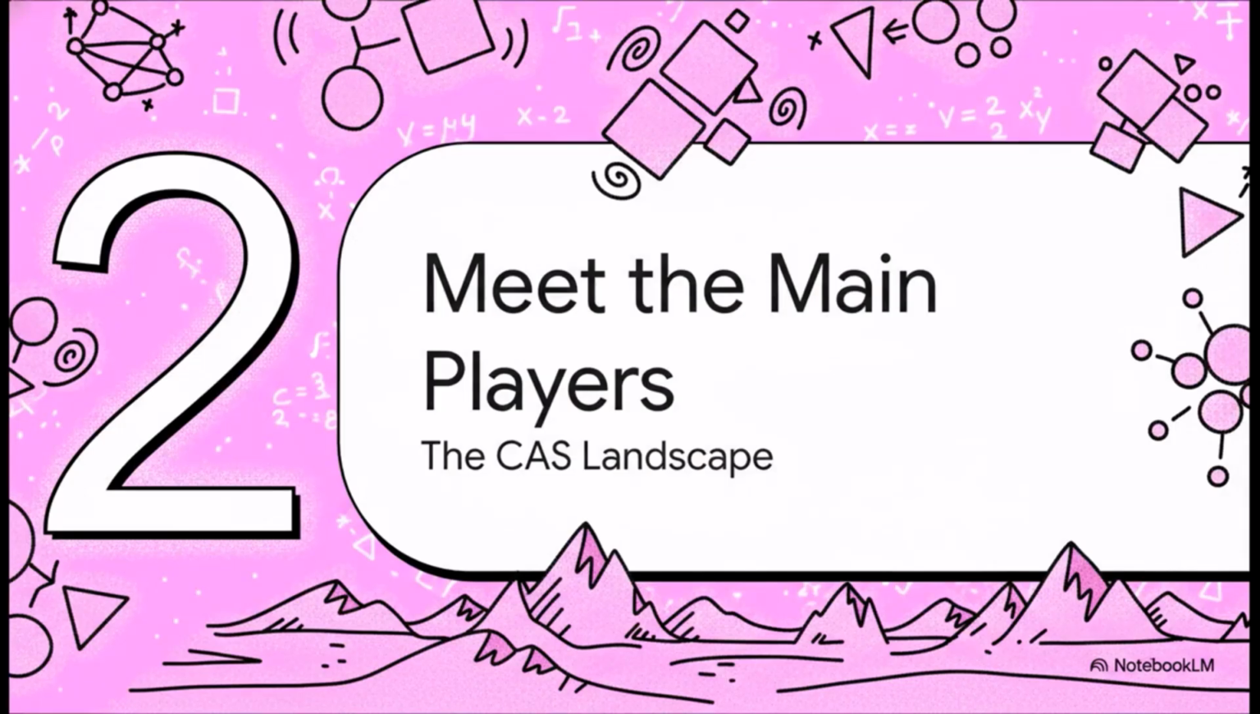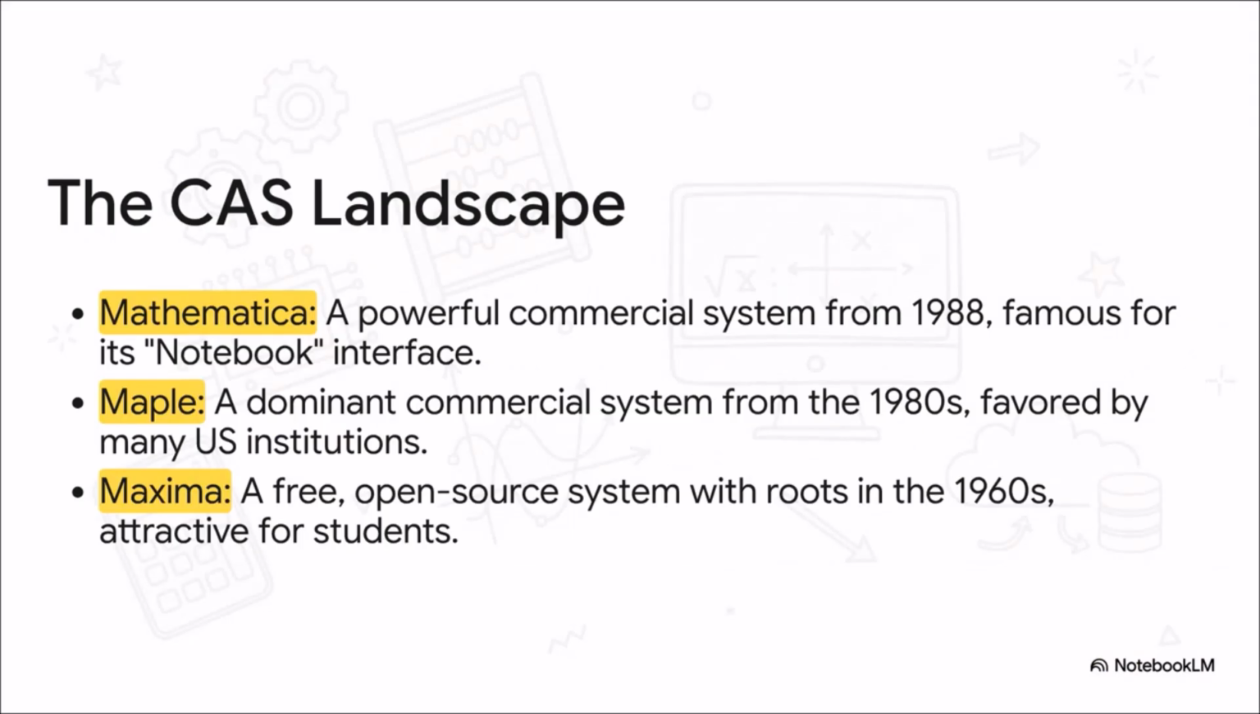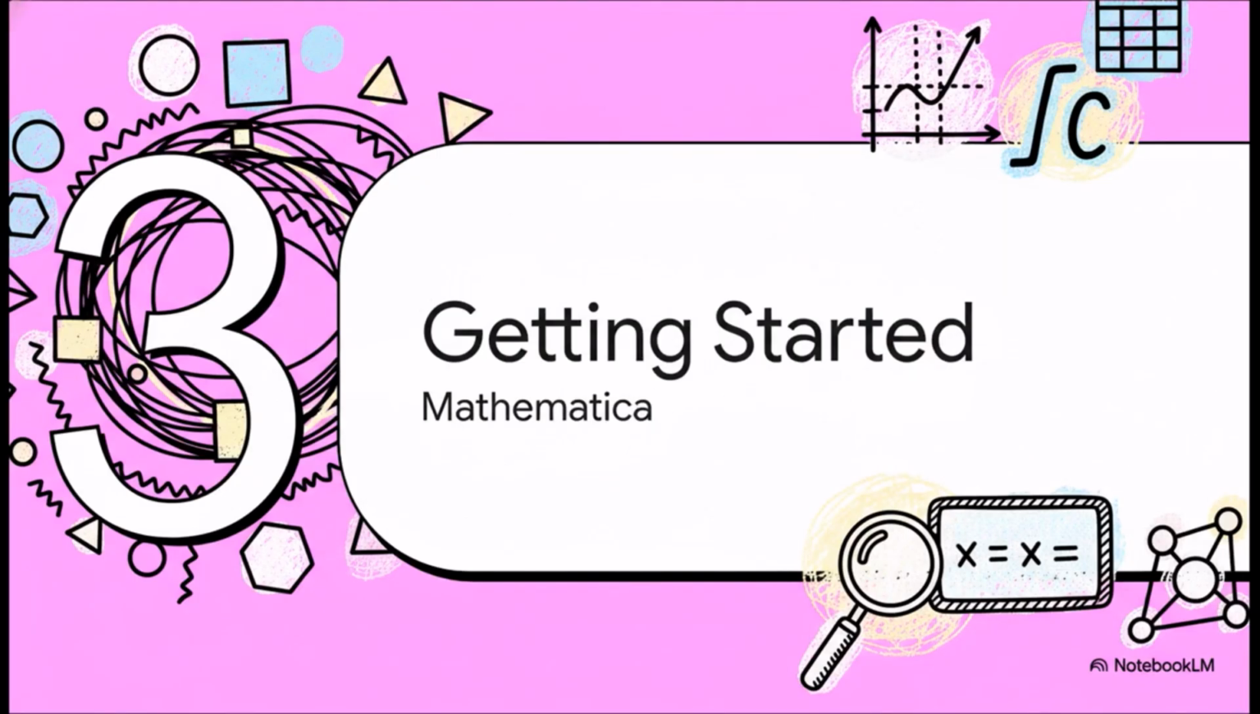So, who are the big names out there in the CAS world? Well, the whole field is really dominated by a few major systems, and each one has its own cool history and its own set of strengths. On the commercial side, you've got these heavy hitters like Mathematica, which has been famous for its notebook interface since way back in 1988. Then there's Maple, another giant that's been a huge favorite in universities since the 80s. And for anyone looking for a free, open-source option, there's Maxima, which, get this, has a lineage that stretches all the way back to the 1960s. How cool is that?